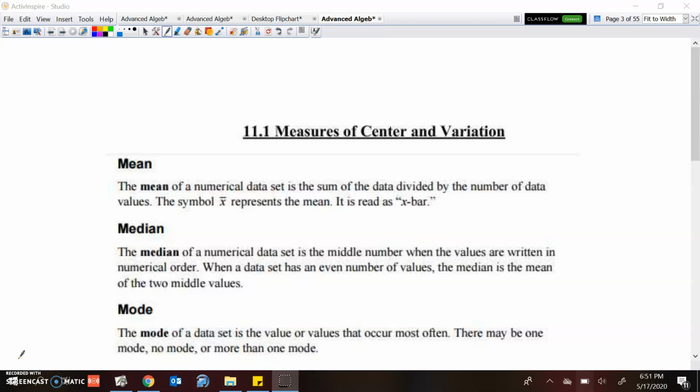All right, so first lesson, measures of center and variation. These three topics are things no doubt you've seen before. The mean, the median, and the mode. So we're going to go through each of them a little bit, and then we'll summarize them. So the mean is of a numerical data set. So let's say we're talking about the heights of everybody in class, how tall everyone is. It's the sum of the data divided by the number of data values.